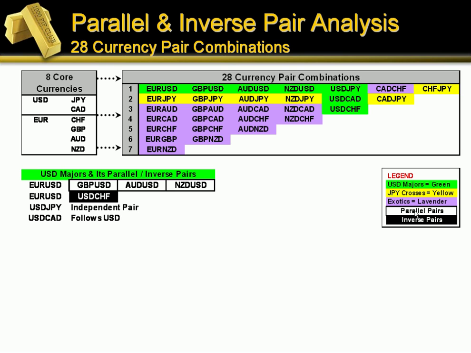The other thing I want you to notice is anything with a white background and black writing for the purpose of this demonstration visually is parallel pair, and anything with a black background and white writing is inverse pairs. So you'll notice when it comes to US majors, all these pairs, US majors, the pound US, the Aussie US, and the Kiwi US follow, not always, but more times than not, follow the Euro US.